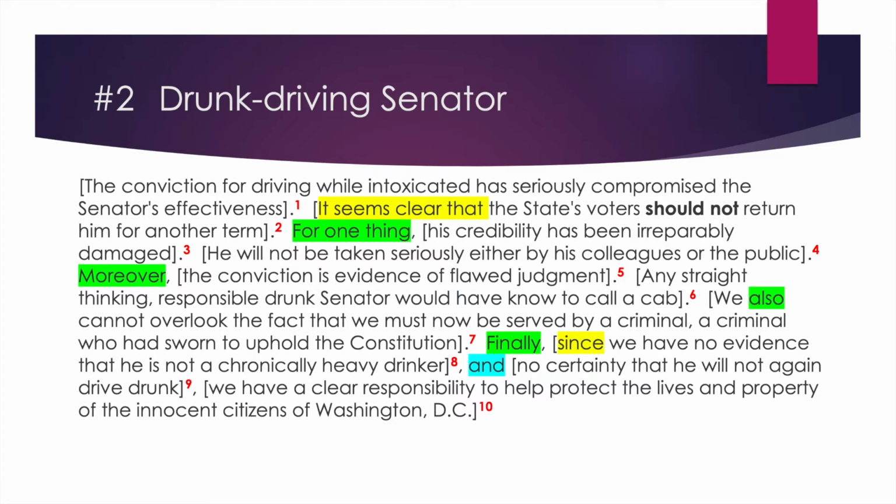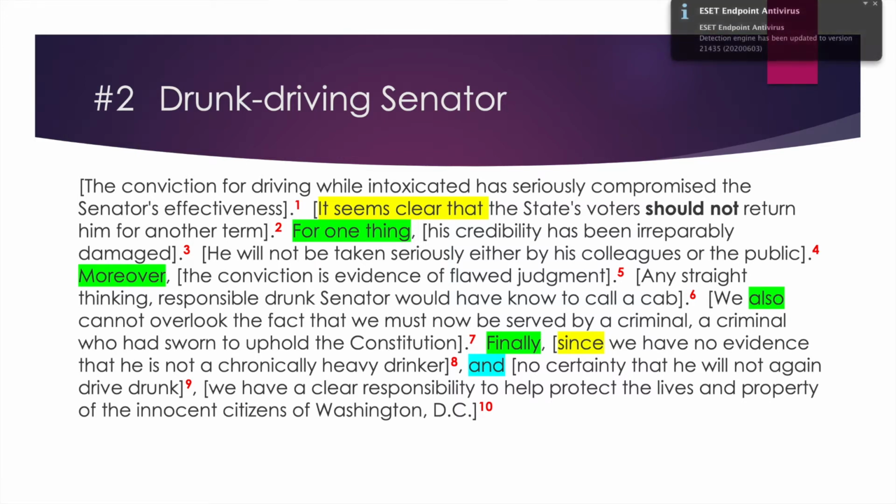Any straight-thinking, responsible drunk senator would have known to have called a cab. So we have 5 and 6. We could look at this and say, well, how do we know the senator has flawed judgment? The conviction is evidence of flawed judgment, right? The evidence is, well, if he didn't have flawed judgment, he would have known to call a cab. So 6 being evidence for 5.